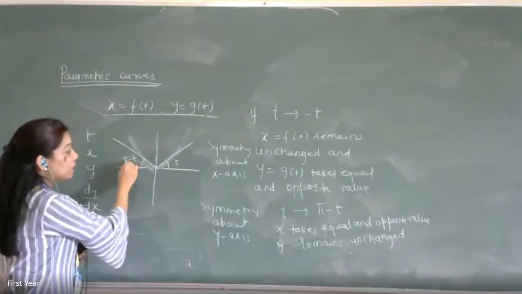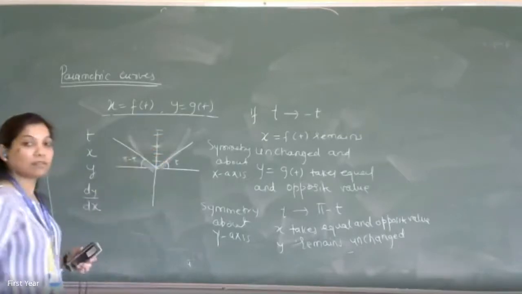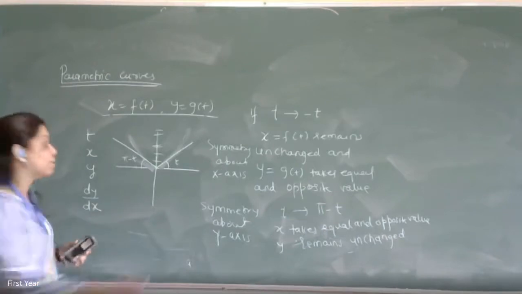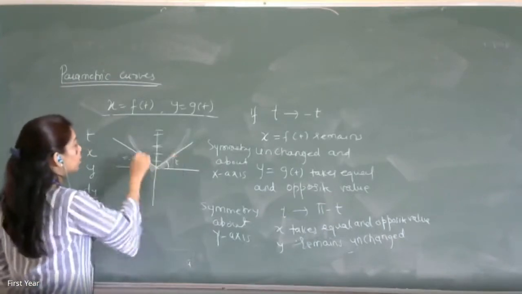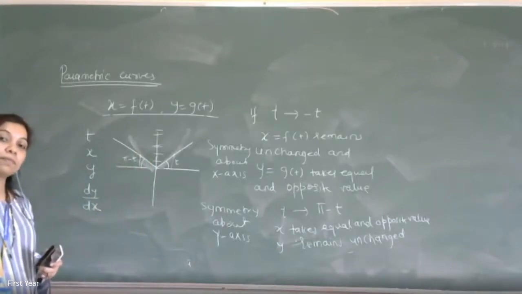Yes, ma'am. तो अगर t को pi minus t से अप्लाई किया और y कोऑर्डिनेट सेम रहा, मतलब यही पे रहेगा. So the symmetry will be about y-axis and x will take opposite. अगर x यहाँ पे है प्लस तो यहाँ पे होगा माइनस. समझ में आ रहा है? कि नहीं समझ में आ रहा है?